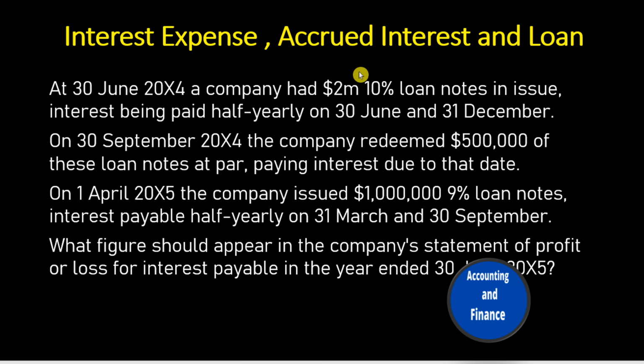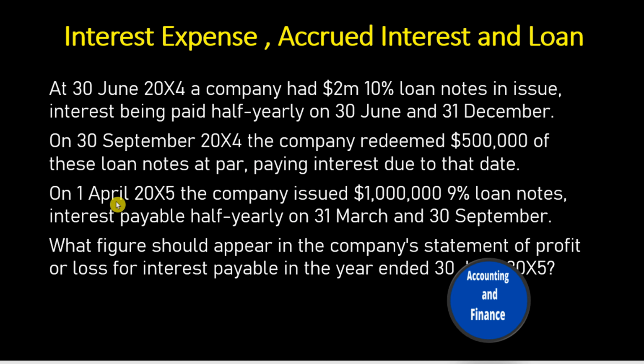Interest expense, accrued interest and loan. At 30 June 20X4, a company had $2 million 10% loan notes in issue, interest being paid half yearly on 30 June and 31 December. On 30 September 20X4, the company redeemed $500,000 of these loan notes at par, paying interest due to that date.